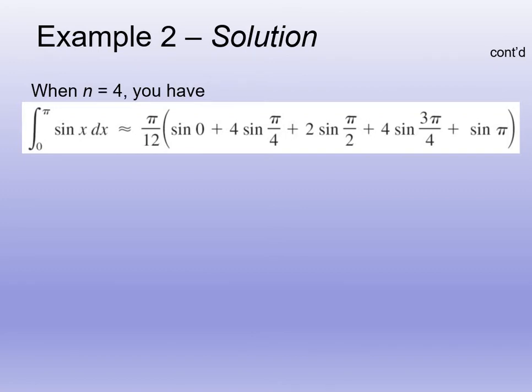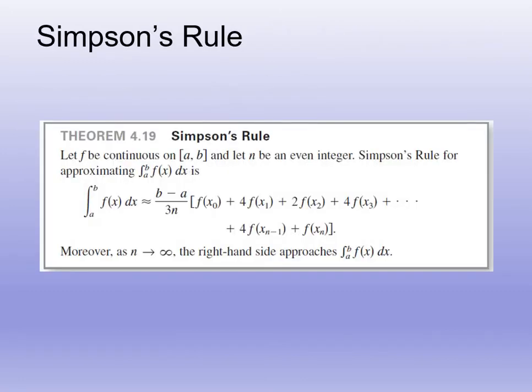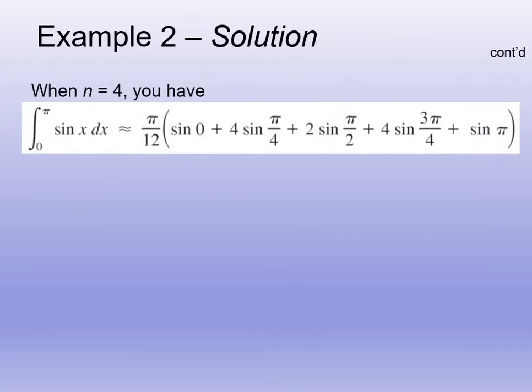Okay, and then we want to do our x1, x2, x3, x4. That's still the same piece that we're evaluating. So that's still going to be pi minus 0 divided by n, which is 4 in this case. So we're evaluating sine at all the same pieces.